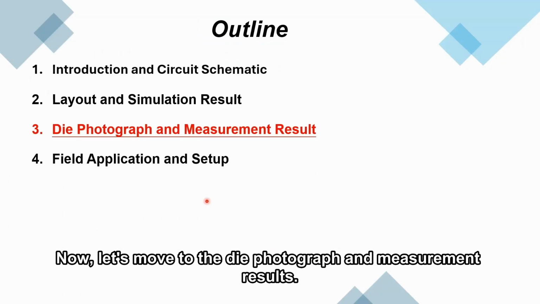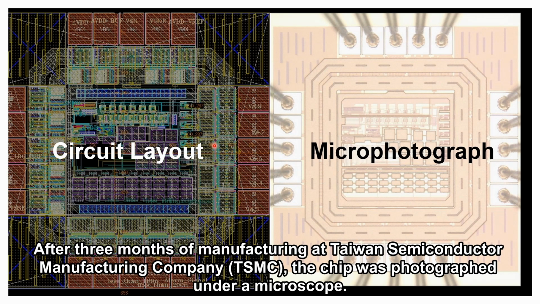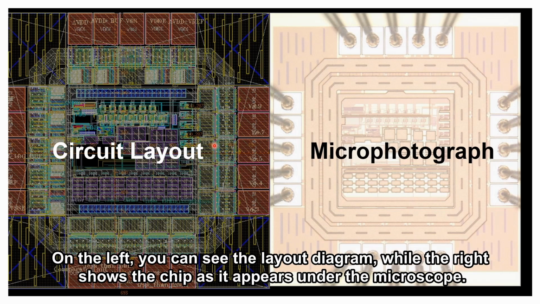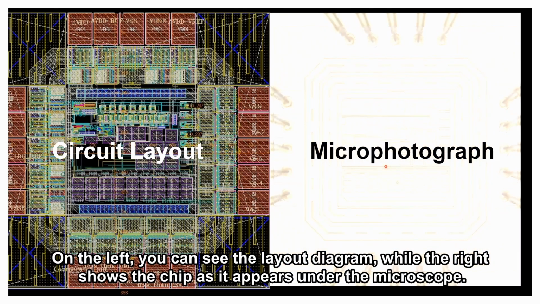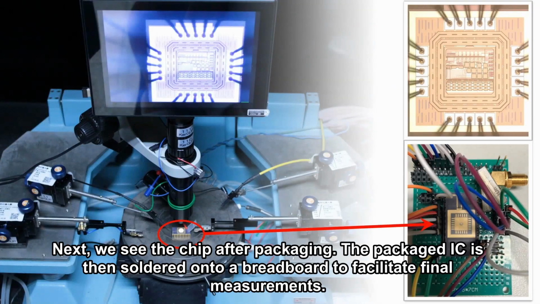Now, let's move to the die photograph and measurement results. This circuit was fabricated using TSMC's 0.18 micrometer process with the assistance of Taiwan Semiconductor Research Institute. After 3 months of manufacturing at Taiwan Semiconductor Manufacturing Company, the chip was photographed under a microscope. On the left, you can see the layout diagram, while the right shows the chip as it appears under the microscope. The different circuit blocks are visible under the microscope, as shown in the image on the left. The area is 693 × 693 square micrometers.